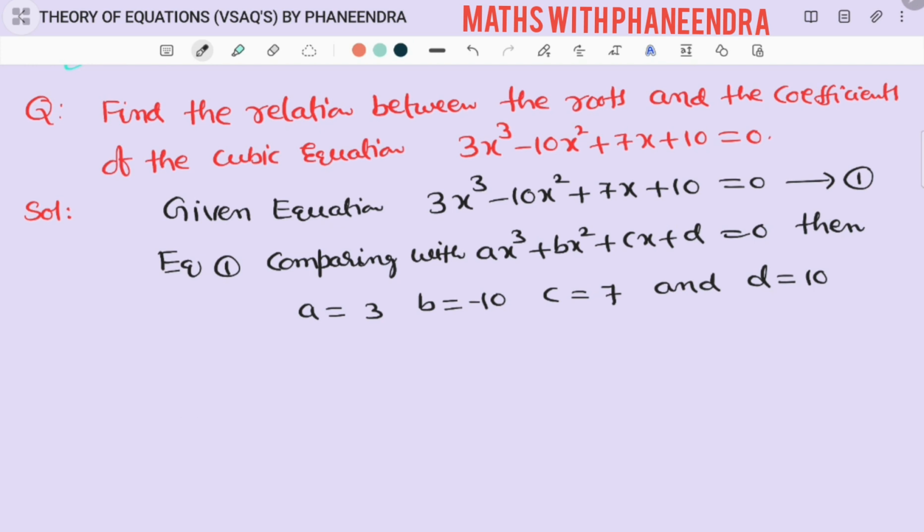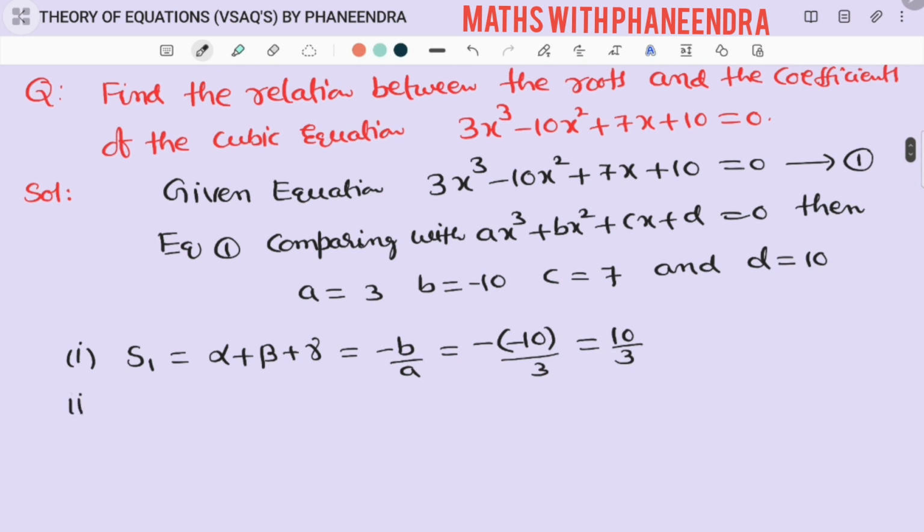After that, the relation between roots and coefficients, that means S1, S2, S3, we can write. First one, sum of the roots, S1, is equal to alpha plus beta plus gamma, equal to minus b by a formula. So that is equal to minus of minus 10 divided by a value 3. So 10 by 3.